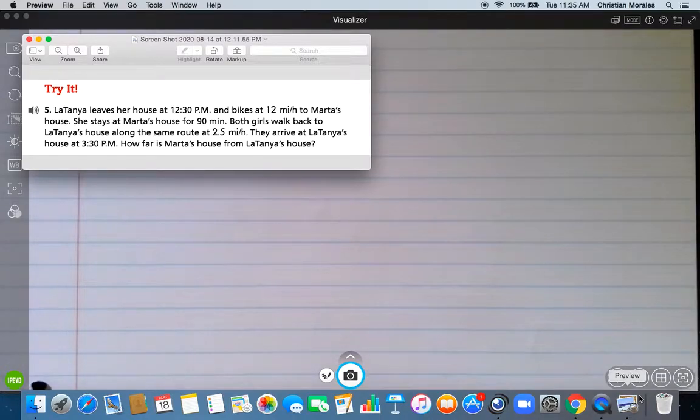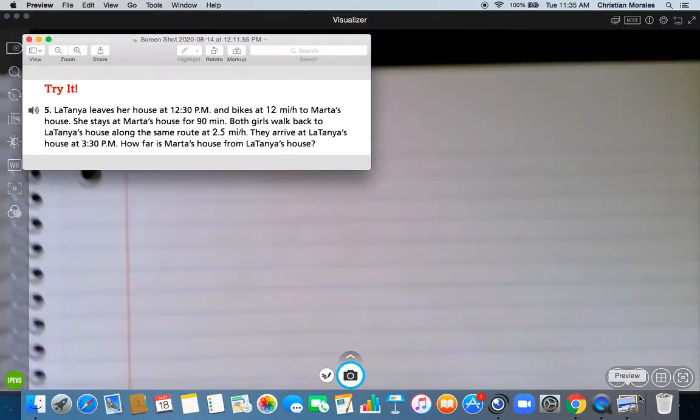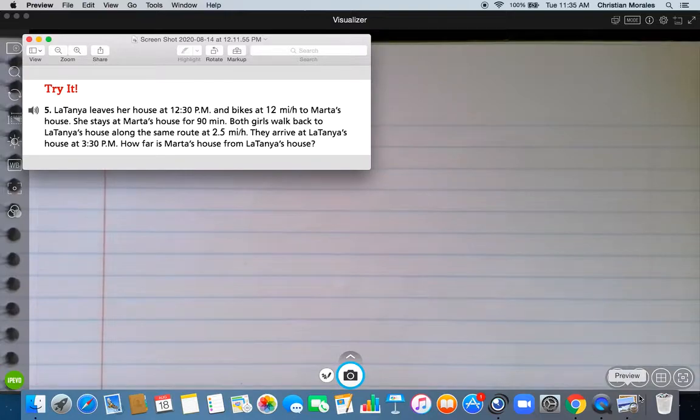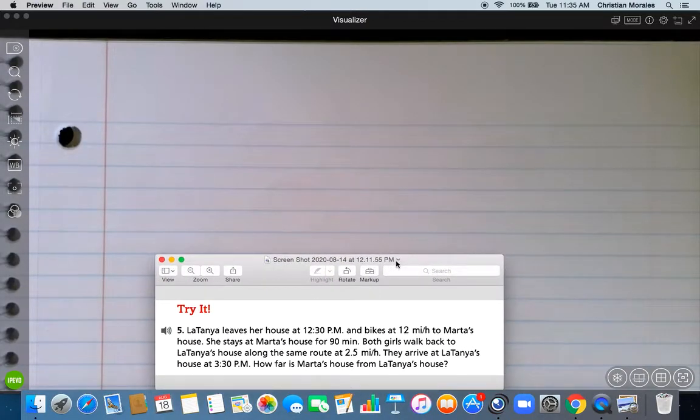Now, for this one, guys, let me move this up a little higher so we can all see that. I'll put this on the bottom. Okay, what we have to do is figure out 3 different portions of time. Here's what I mean. LaTanya leaves her house at 12:30 and bikes 12 miles an hour to Marta's house. So she's on a bike.